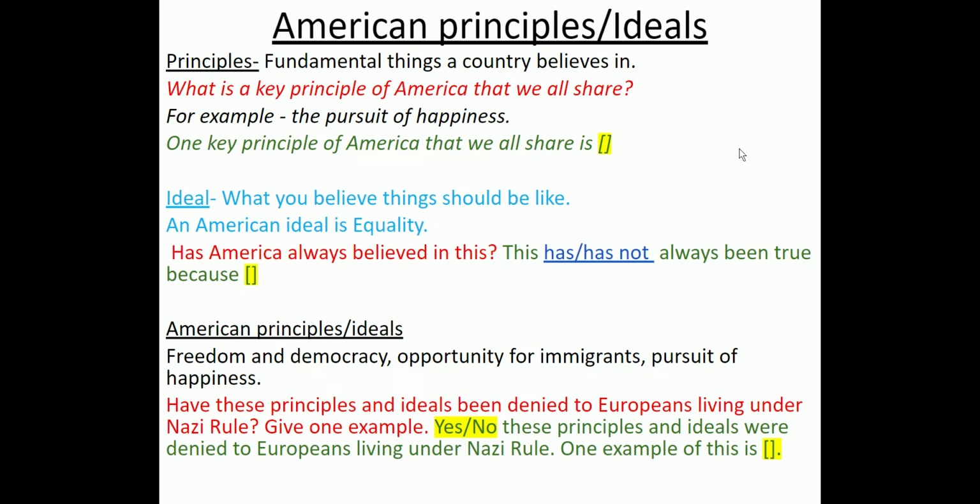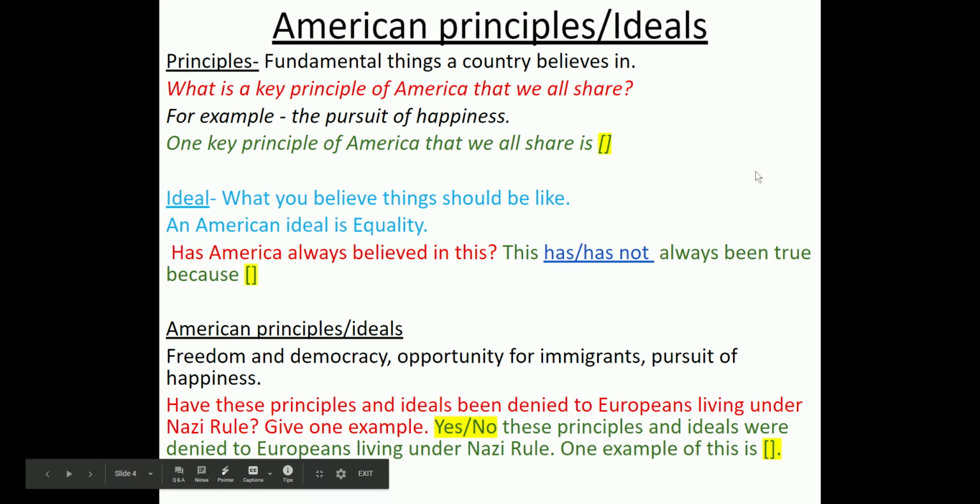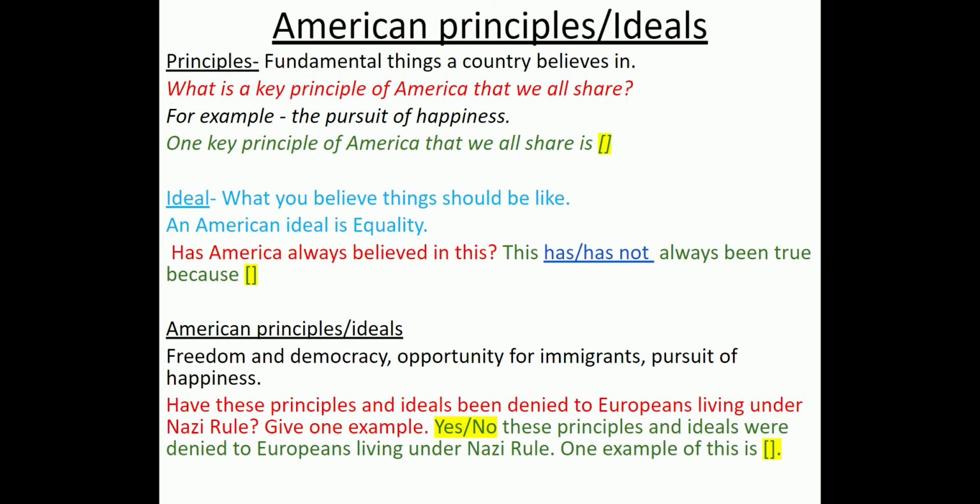So we're going to start out looking at American principles and ideas. A principle is a fundamental thing that a country believes in. Every country has principles. Every person has principles. A key principle of America is the pursuit of happiness, the idea that everyone should be able to own property. I want you guys to come up with another key principle. What's something that just about everybody in America believes in?